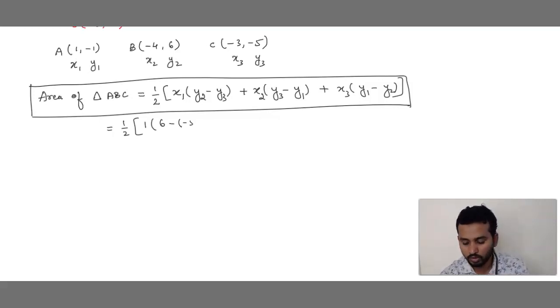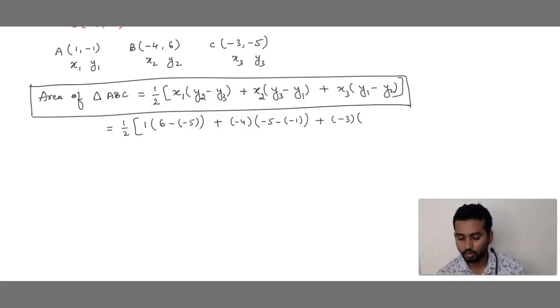So what we should do? Write in bracket minus 5, close the bracket, main bracket, plus x2 minus 4 bracket into y3 minus 5 minus y1 minus 1 in bracket, close the main bracket, plus x3 minus 3 into y1 minus 1 minus y2 6. Please remember plus and minus signs very importantly.